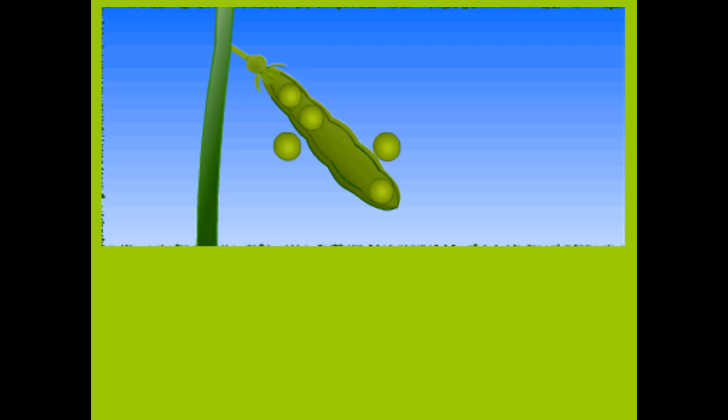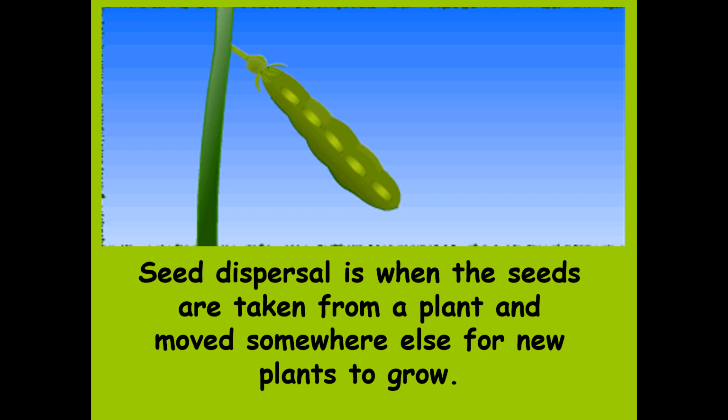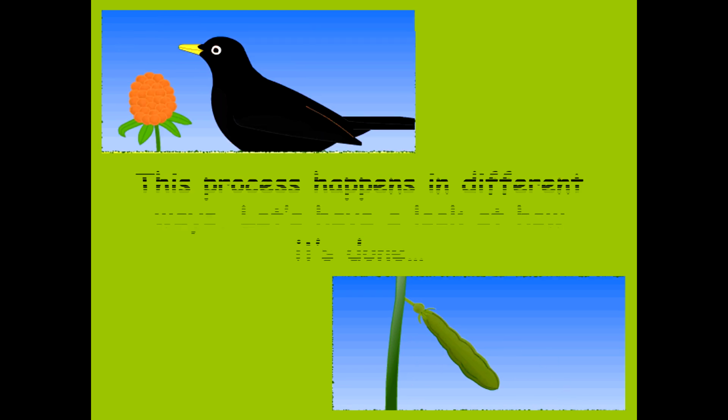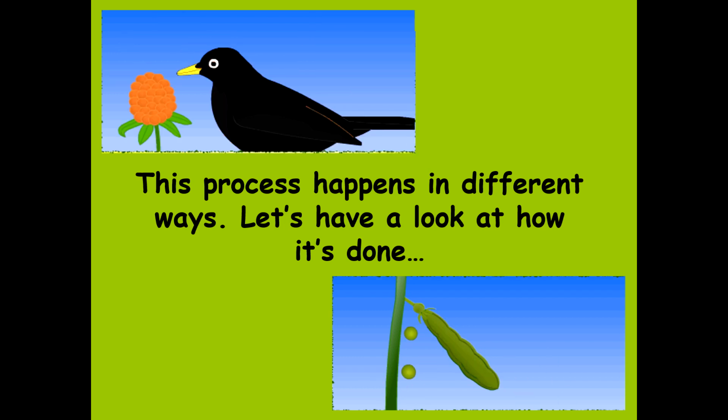Can you see the seeds here dropping out of the plant? Well, they're falling into the soil to grow new plants around them. Seed dispersal is when the seeds are taken from a plant and moved somewhere else for new plants to grow. Now, there are different ways that this happens. Can you see the bird taking the seeds? Here we've got seeds falling from a plant. That's because there are a few different ways of how this process happens. Today, we're going to have a look at how it's done.